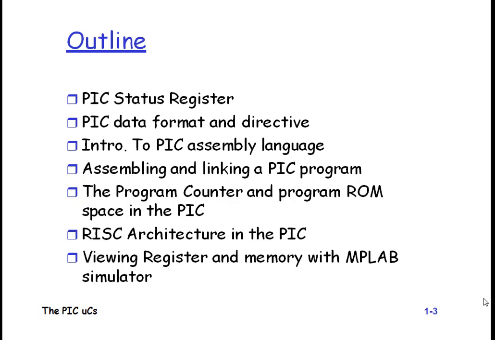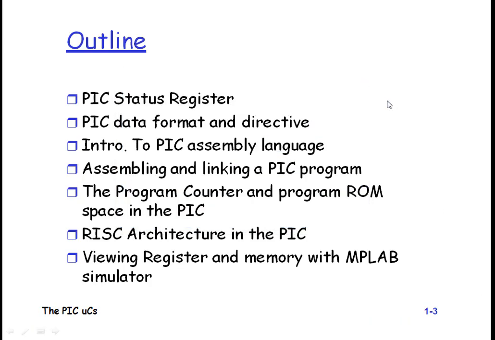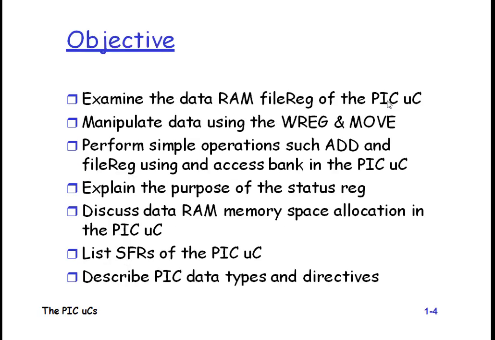First is the PIC status register, the second is PIC data format and directives, the third is an intro to PIC assembly language, the fourth is assembling and linking a PIC program. Another is the program counter and program ROM space in the PIC. The second last is RISC architecture in the PIC. And we will also view registers and memory with the MPLAB simulator. So these are the objectives.